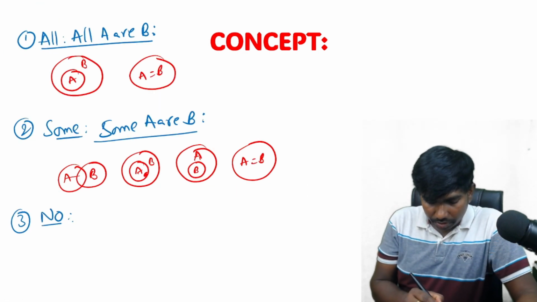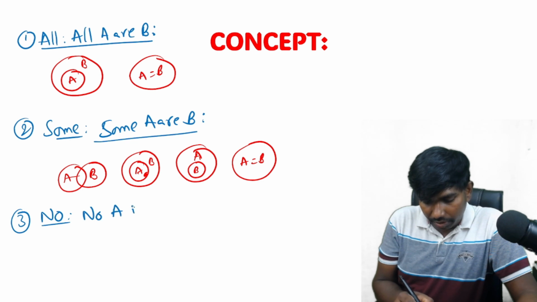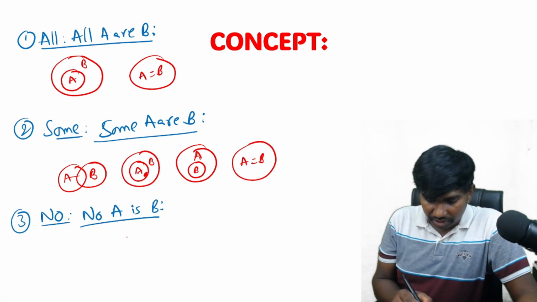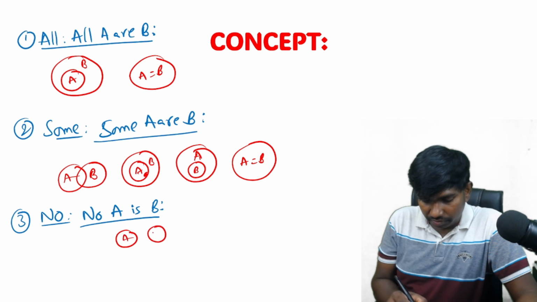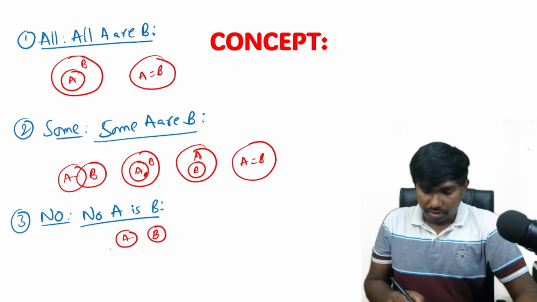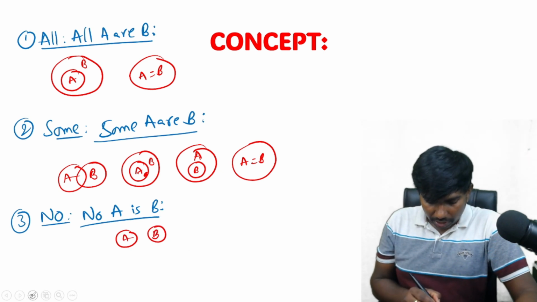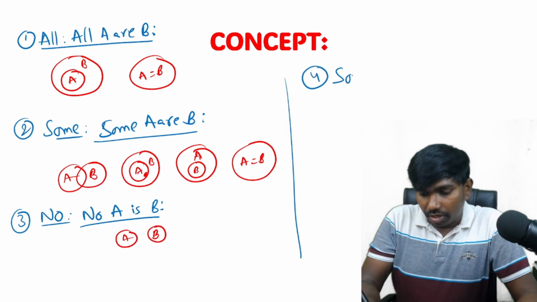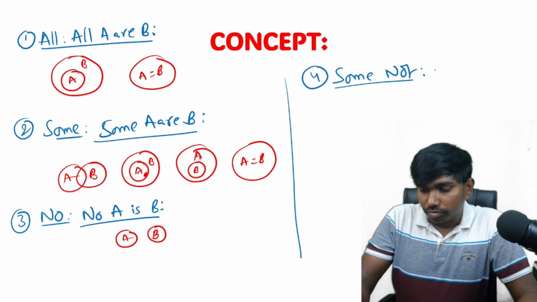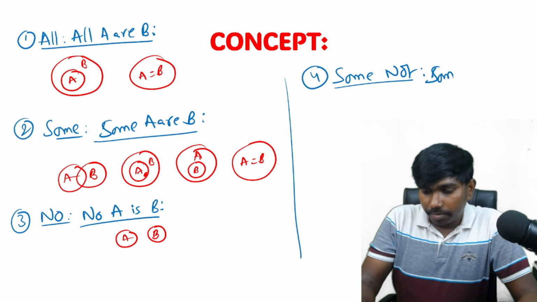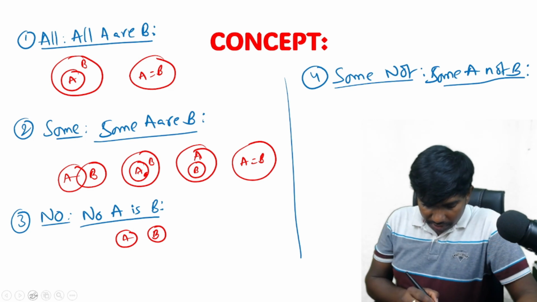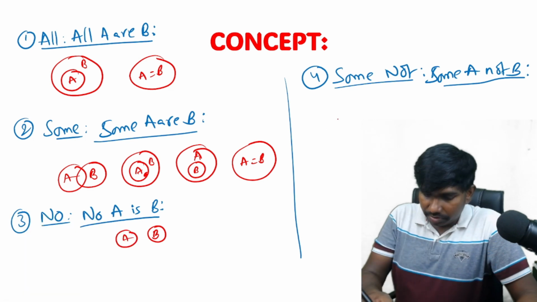Next statement. No A is B. Yes, there is only one possible diagram for this one, that is two separate circles, whatever may be their orientation. Two separate circles simply. And the last one is some not. Some A not B. Example statement. So then tell all possible diagrams for this.